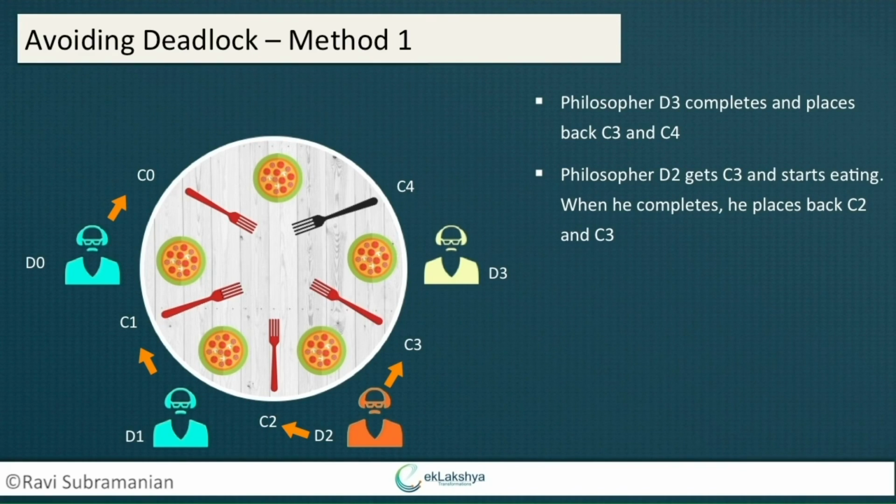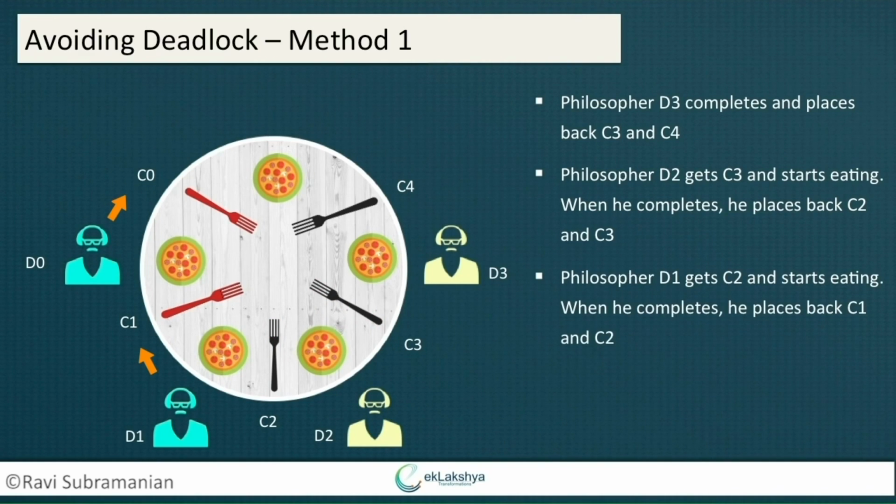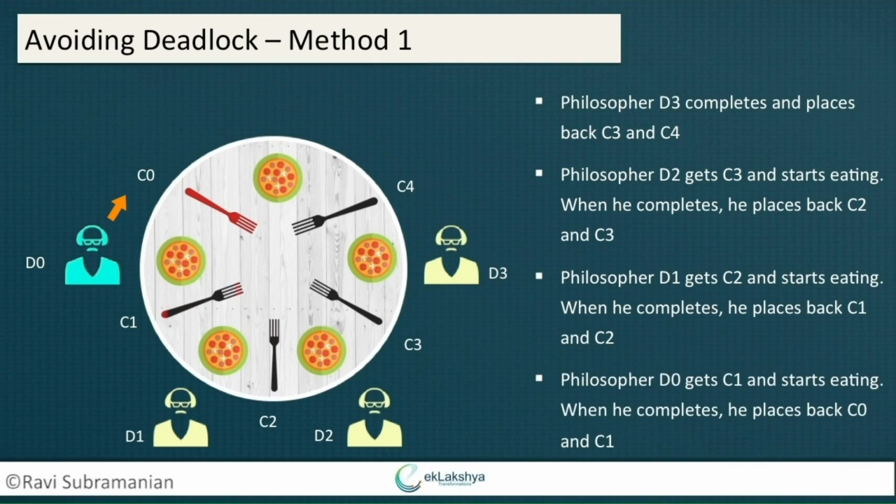D2 takes some time to eat, and finally he's going to place back the chopsticks. So then who's waiting for C2? It is D1, because D1 has already taken this particular chopstick. He is waiting for the chopstick on his right, which is C2. Now when this is available, he is going to start eating. He completes his dinner, and finally D0 has his dinner in the same way.